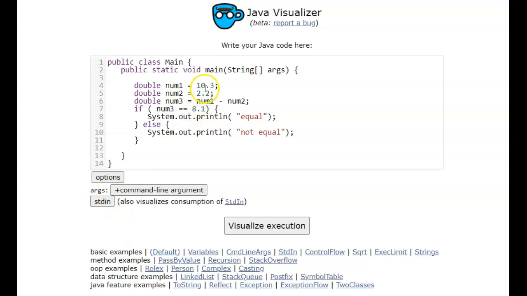In this example, it seems fairly obvious. 10.3 minus 2.2 should be 8.1. So we should be able to compare these, and they should be equal. But let's see what happens.